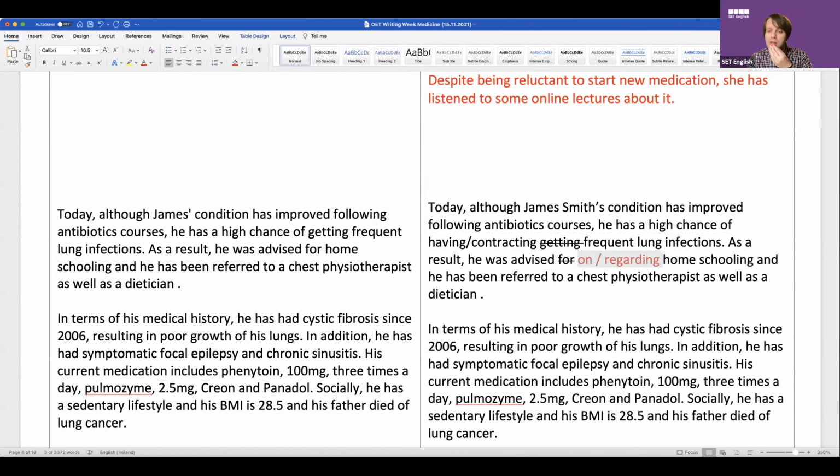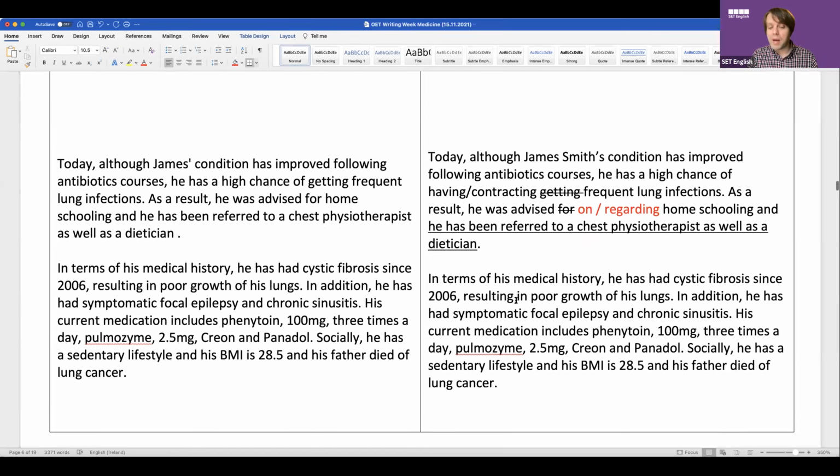Let's finish this. And he has been referred to a chest physiotherapist as well as a dietitian. I don't think that's relevant. I don't think we need that one. What do you think? I think it's not wrong, but it's just to tell him what has been done for him. It's appropriate, isn't it? It's appropriate for the reader, but if I'm trying to summarize, maybe it's not the best choice. It's certainly not really a bad error.